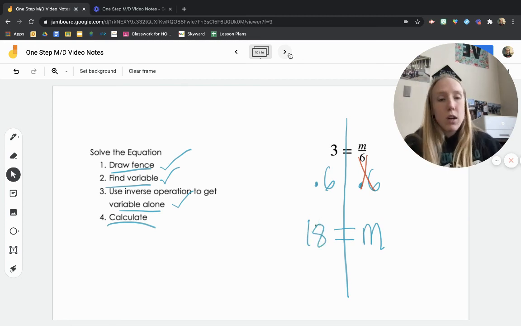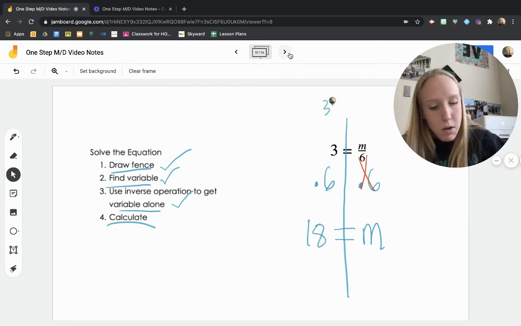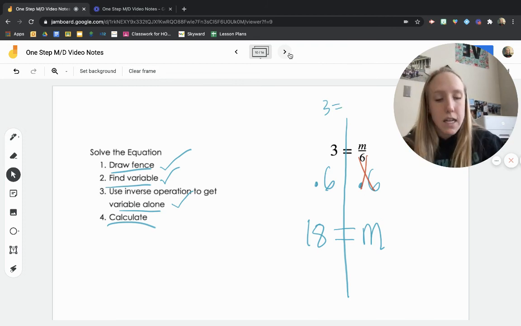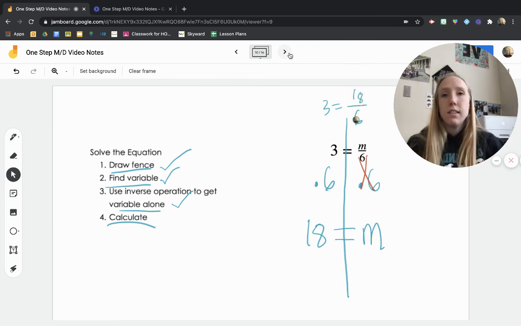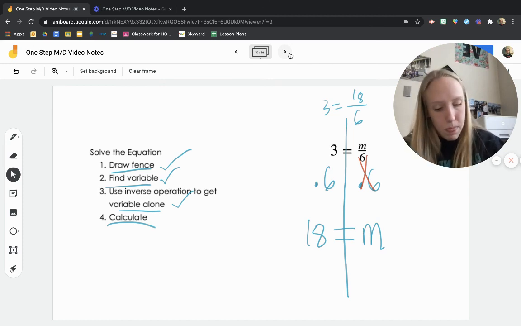So we're going to check our work on this. 3 equals M, which we figured out was 18. So 18 divided by 6. Is that true? Is 3 the same thing as 18 divided by 6? Yes, that works. Okay, awesome.